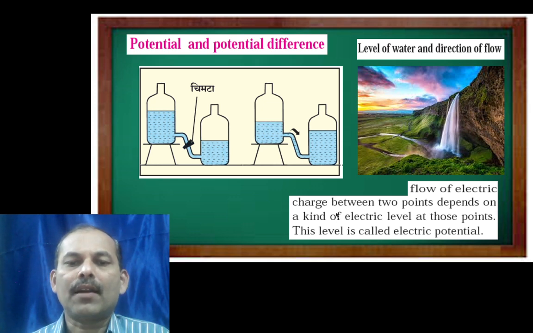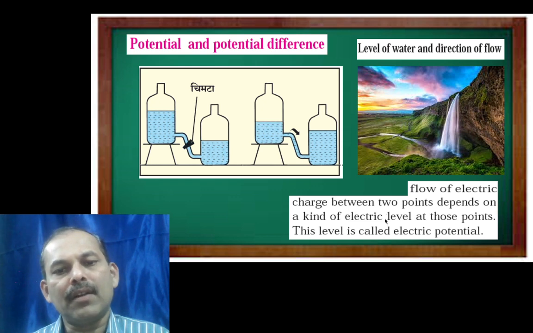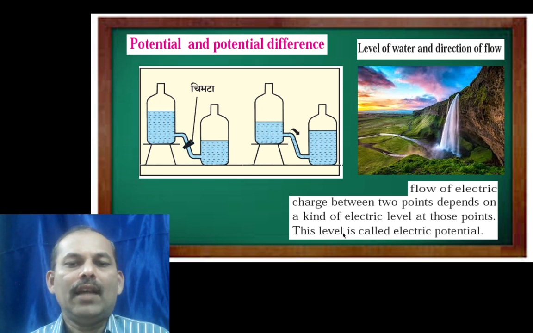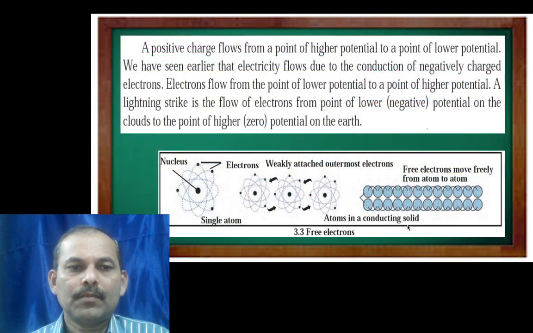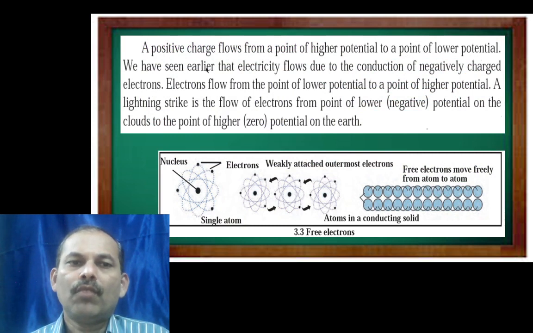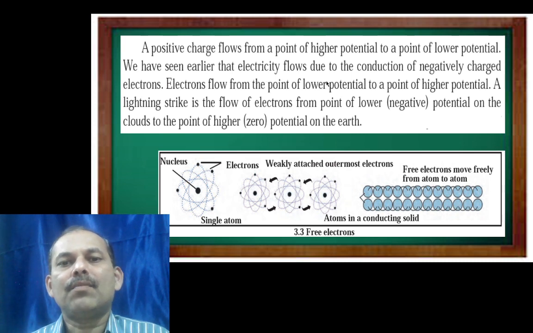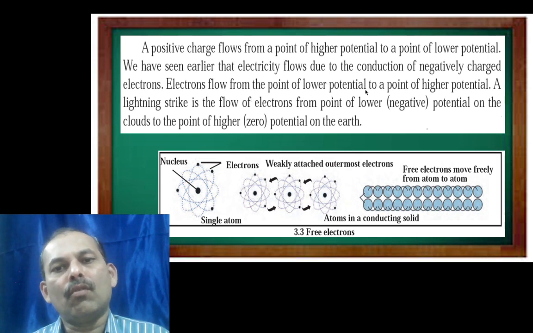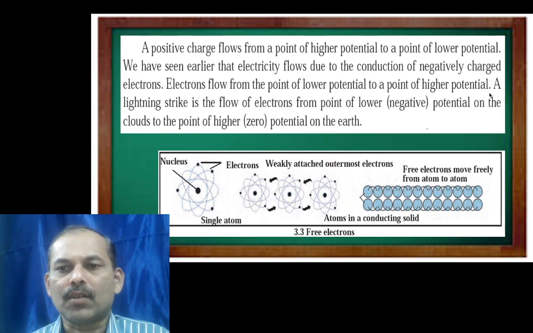The flow of electric charge between two points depends on a kind of electric level at those points, and these levels are called electric potential. A positive charge flows from a point of higher potential to a point of lower potential. We have seen earlier that electricity flows due to conduction of negatively charged electrons. Electrons flow from the point of lower potential to a point of higher potential.